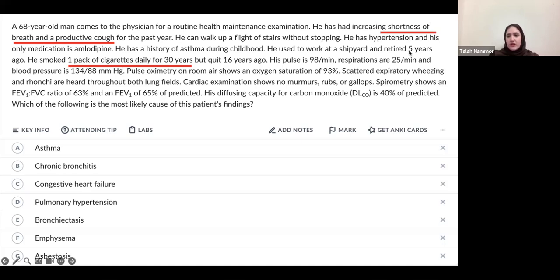His pulse is 98, respiration is elevated, blood pressure is high, and pulse oximetry on room air shows an oxygen saturation of 93. We have scattered expiratory wheezing. We have rhonchi, and the spirometry shows an FEV1 to FVC ratio of 63%, and FEV1 is 65% of predicted. And the diffusing capacity is decreased. So first of all, what kind of pattern is it? Obstructive. Okay, obstructive. Obviously it's not asthma. Okay, asthma is kind of obstructive, but no, these symptoms don't give asthma.